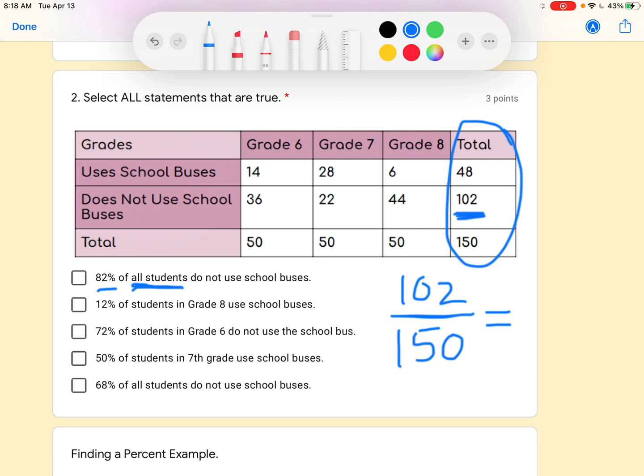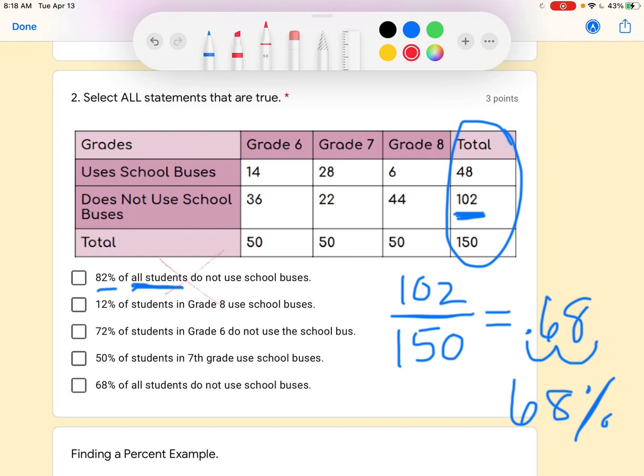And when you do the division on your calculator, that gives us 0.68, which we know would be equivalent to, when we move that decimal place 2 times, 68%. So this says 82% of all students do not use school buses. So clearly that is not true, because we know that 68% of students do not.